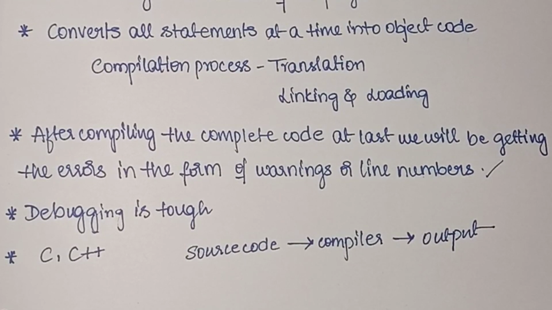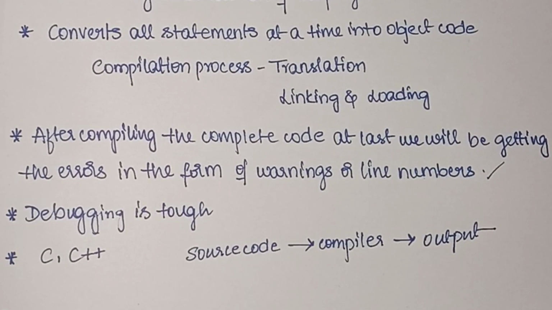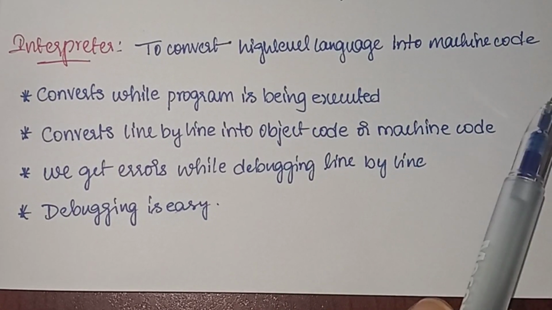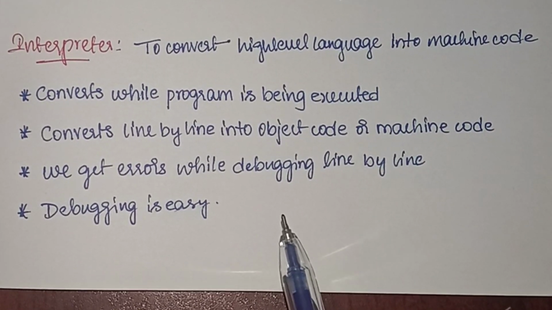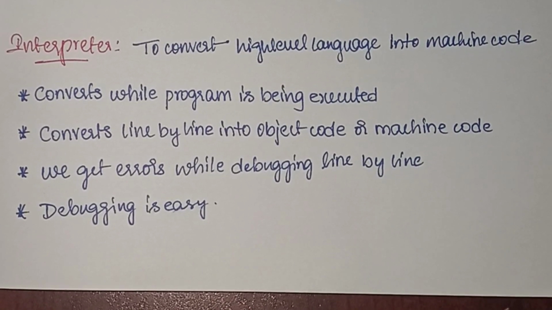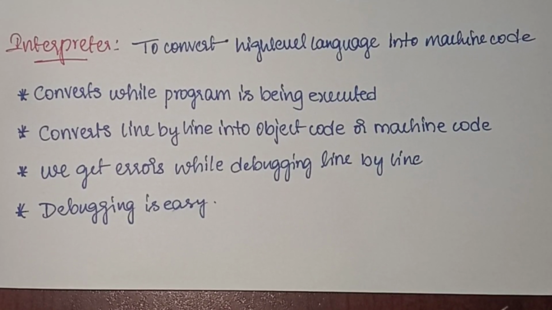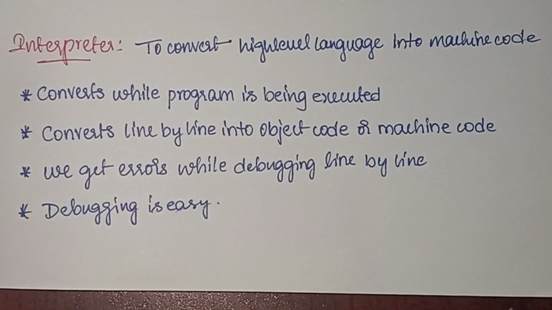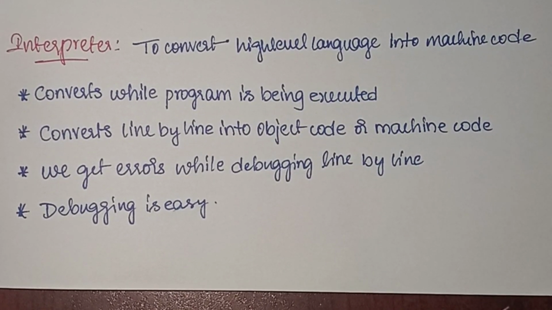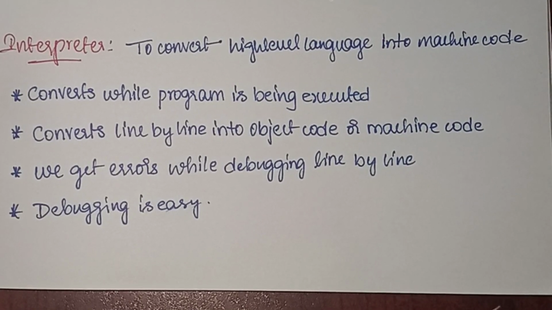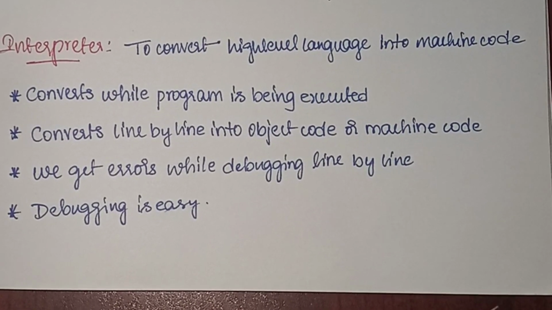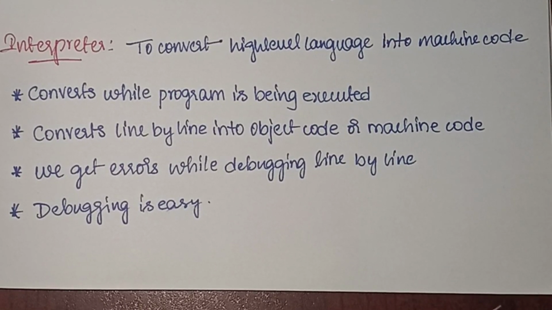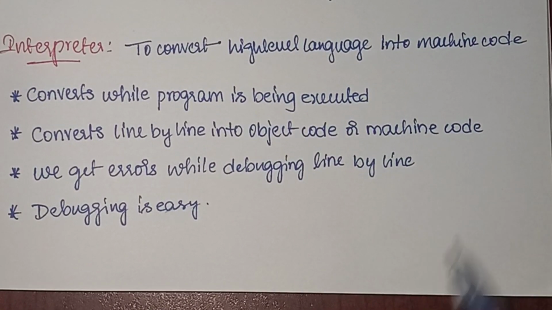Now let us see what is an interpreter. Interpreter is used to convert high level language into machine code, same as a compiler. But the only difference between them is compiler executes everything at a time but interpreter checks it line by line. So if we are writing code in PyCharm, meaning Python language, it uses this interpreter. When you are writing a code in Python language, what happens? If there is an error in any line, it shows a red mark against that line. So interpreter works in that way.